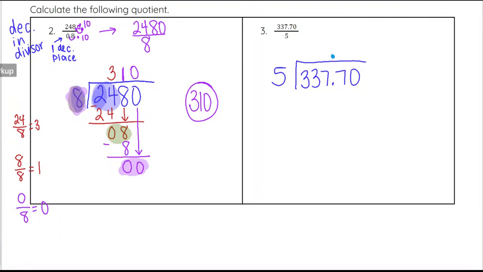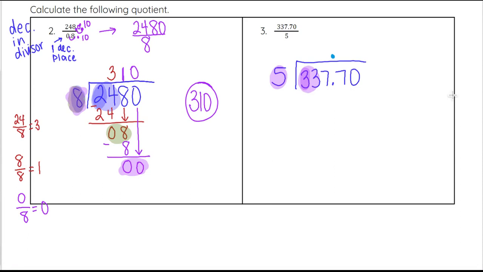So first thing we are going to do is look at this first digit, 3 and 5. 3 is not divisible by 5 because 5 is already bigger than 3. So then we go ahead and take a look at 33. Now, 33 is not evenly divisible by 5. So because we can't evenly do 33 divided by 5 and get a whole number, we are instead looking at how many times can 5 divide into 33 before it goes over that 33.